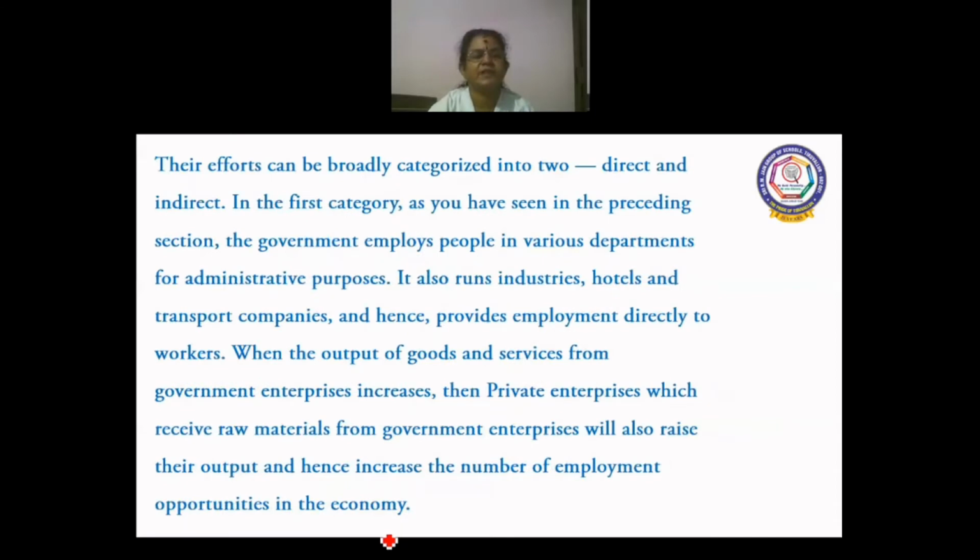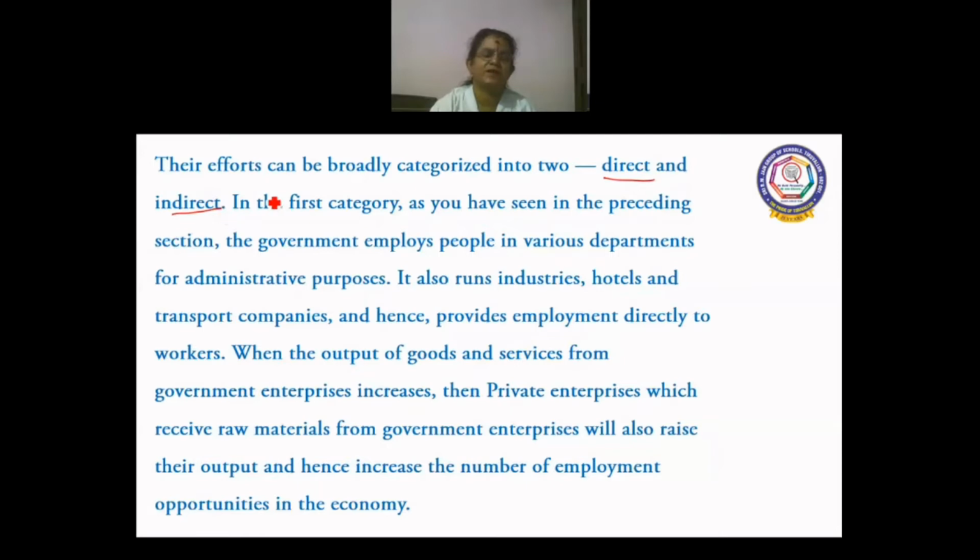Their efforts can be broadly categorized into two: direct and indirect. When employees are appointed and given jobs directly by the government, we call it direct employment, whereas when it is an indirect way of employment, we call it indirect employment.